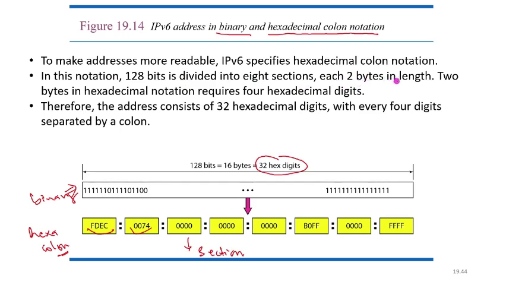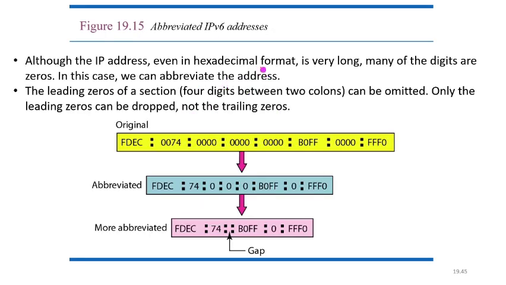Each is 2 bytes in length. 2 bytes in hexadecimal notation requires 4 hexadecimal digits, because 2 bytes means 16 bits, and 16 bits can have 4 hexadecimal digits. Therefore, the address consists of 32 hexadecimal digits with every 4 digits separated by a colon. So this is the representation of IPv6 addressing.